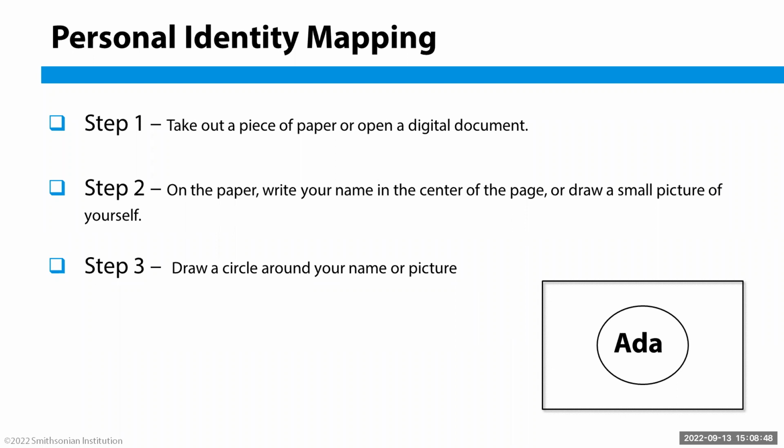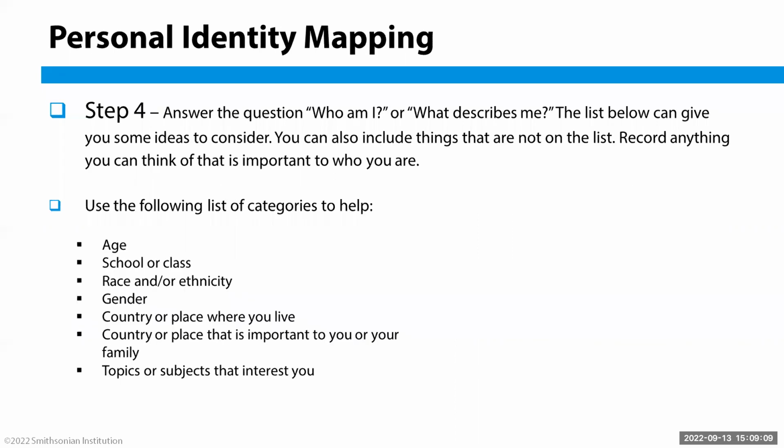In the center of your identity map, you can write your name and make sure it is nice and big, or you can even place a picture of yourself or draw a picture of yourself. Then draw a circle around your name or picture. You're putting yourself in the center of your map. Then ask yourself, who am I, or what describes me?